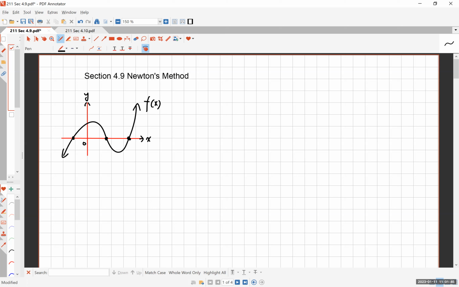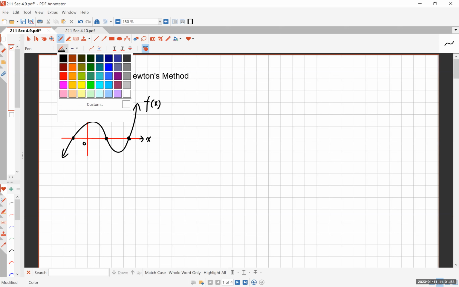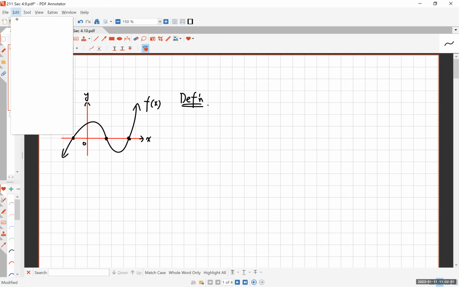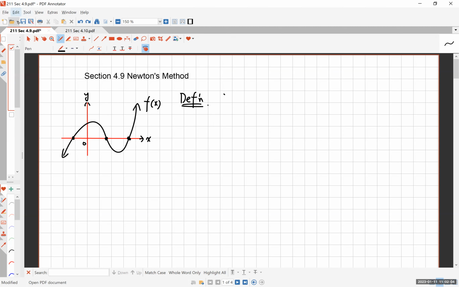These are also known as the x-intercepts, or f of x is equal to 0. Sometimes they are called roots, sometimes they are called solutions, sometimes they are called zeros. Regardless of what you call them, we will just use the word zero because that seems to be the most common expression. And so we will say a zero of f of x is any point x such that f of x is equal to 0. Okay, and there are many numerical methods to approximate or to find where f of x is equal to 0.